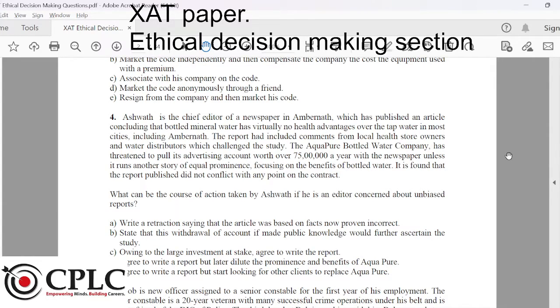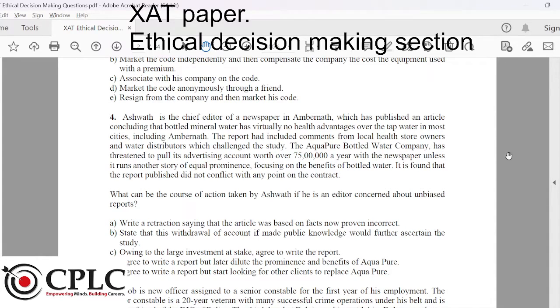Owing to the large investment at stake, agree to write the report. Again, ethically incorrect. Agree to write a report, but later dilute the prominence and benefits of Aqua Pure. Ethically very much incorrect. You should never backstab your clients. It should never happen. He agrees to write a report, but starts looking for another client. Now it's not that simple to replace an existing client, so E will also be out of the options.